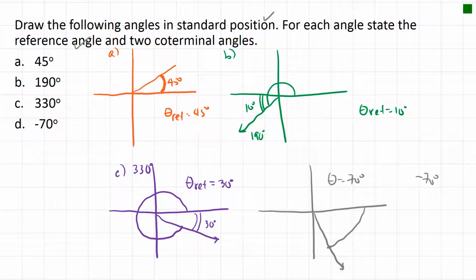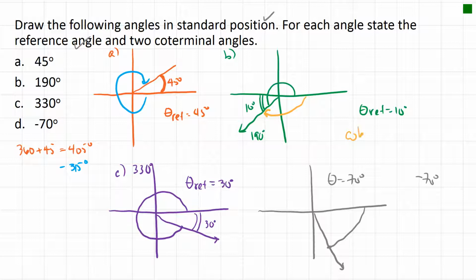Now we're going to do two coterminal angles for each of them. So in each case, we could add 360 to the angle and get to the same spot. So one coterminal angle for the red one is 360 plus 45, which is 405 degrees. Or you could go in the negative direction. So going counterclockwise around like this, we could do negative 315 degrees. Those are two options.